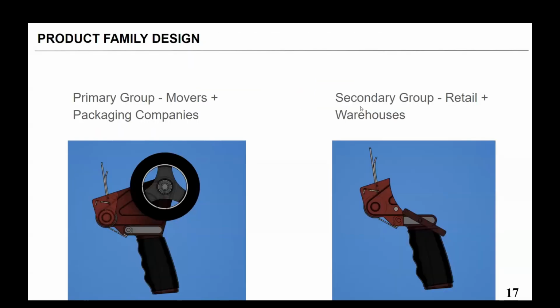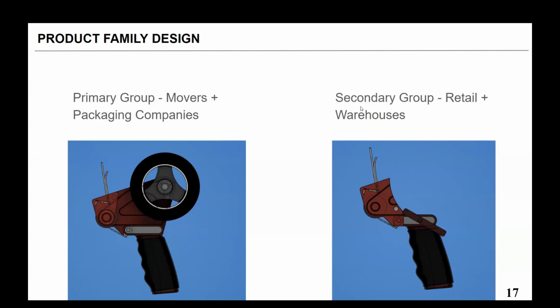For the product family design, these two designs accomplish the packaging tape dispenser's primary function, which is to provide, release, and cut packaging tape. However, noise generation is different among both of these designs. For the primary group, the environment is a lot more industrial and louder. As such, the design is built to be more industrial without really having much importance on noise generation.